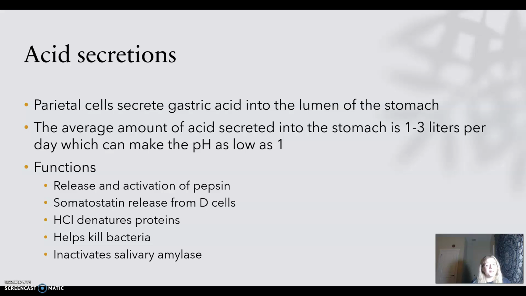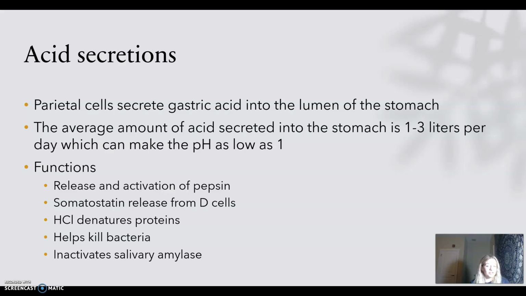So the next secretion I will be talking about is acid secretions, and parietal cells secrete gastric acid into the lumen of the stomach, and parietal cells can be found deep within the gastric glands. The average amount of acid secreted into the stomach is 1 to 3 liters per day, which can make the pH as low as 1. Cytoplasmic pH of the parietal cells is around 7.2, which means hydrogen ions are being pumped against a gradient that is more concentrated. So the functions include release and activation of pepsin, which digests proteins, and somatostatin released from D cells, which I will talk about in further slides.